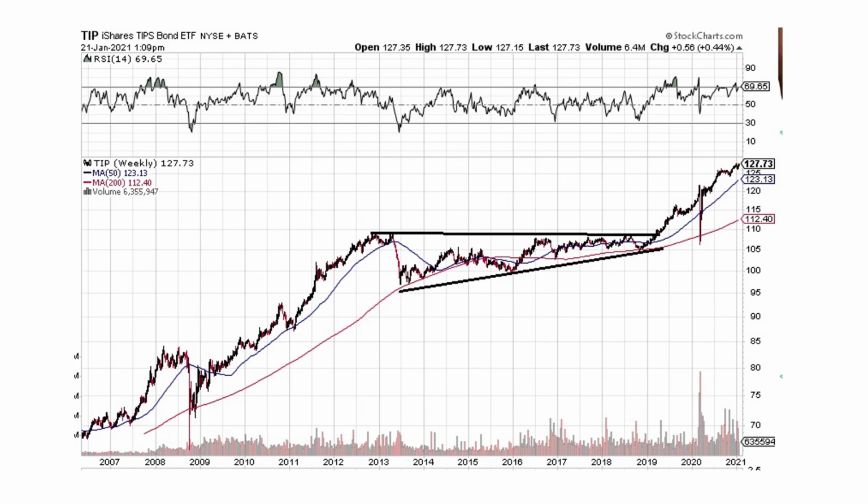So here's TIPS, very long-term perspective. You can see this, guys. We've got a little sideways choppy action, then it went back into its upper uptrend.